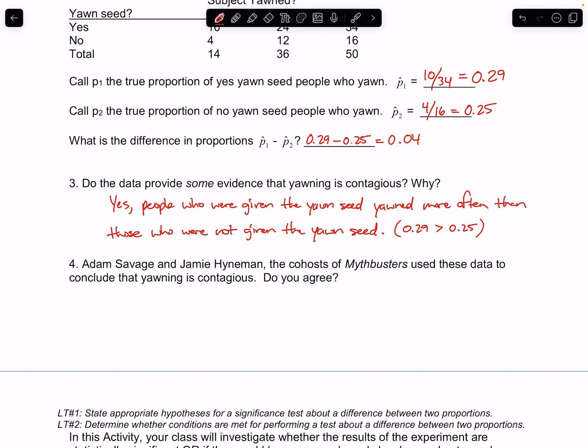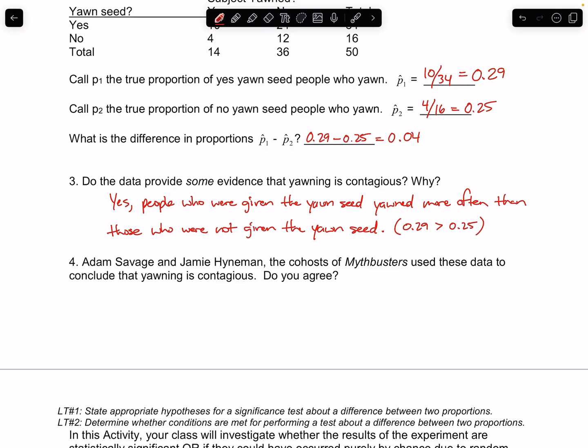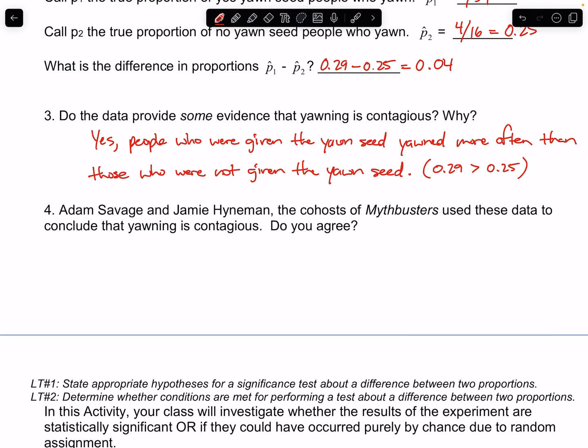And so do we agree with that? Again, that was one sample. And so is that one sample enough evidence to actually make that conclusion? Even though it does provide some evidence, I don't think that would be enough to really be convincing evidence. And so in this case, no. A difference of only 0.04 doesn't seem like a big enough difference.